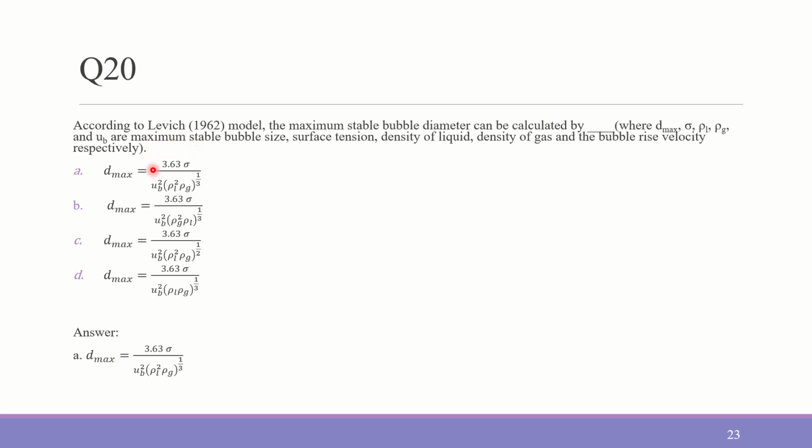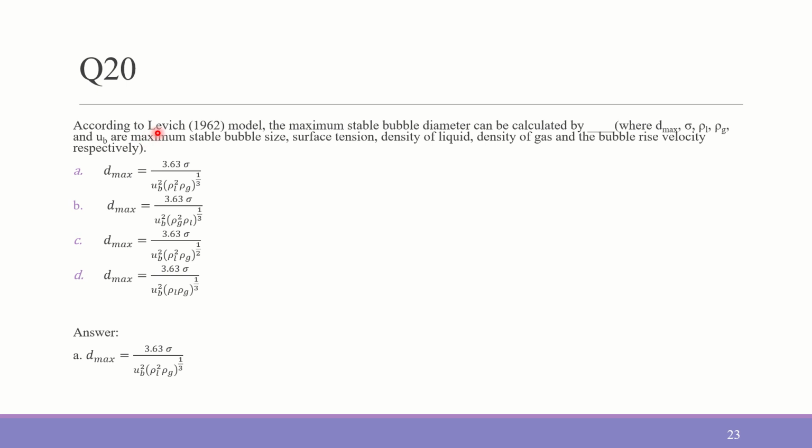So here 3.63 is some parameter. Sigma is the surface tension which remains the same. UB square also remains the same. And rho L square, rho G to the power of 1 by 3 is what is varying in all these four options. So how are we going to remember that?